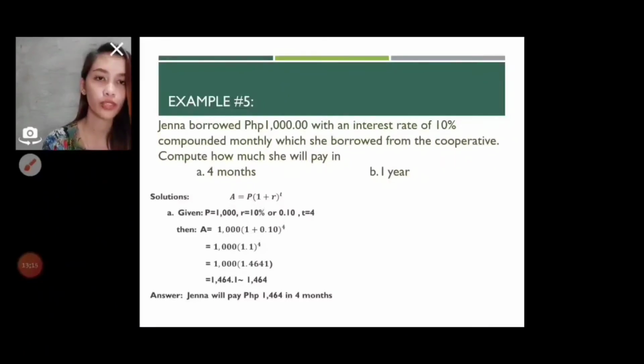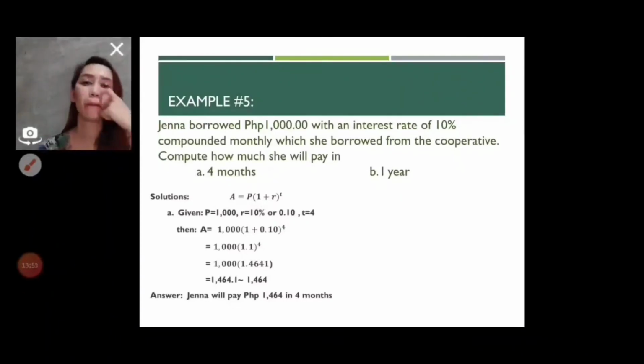Before you multiply the quantity by the outside, you are going to compute 1.1 to the power of 4. So it will become 1,000 multiplied by 1.4641. If you multiply that, it will become 1,464.1, or 1,464. Therefore, Jenna will pay 1,464 in 4 months.